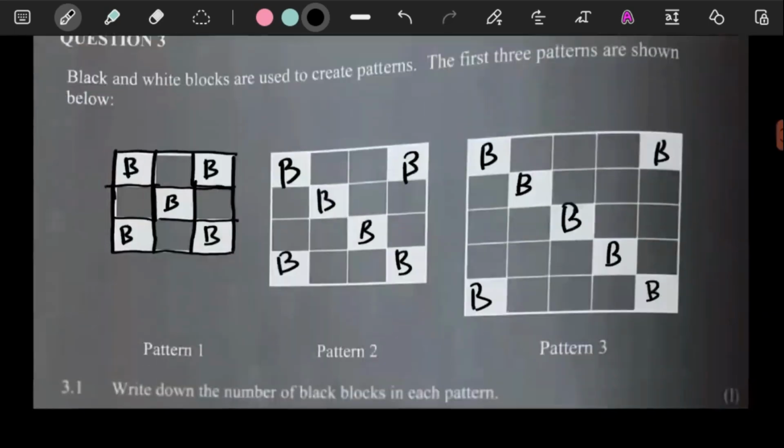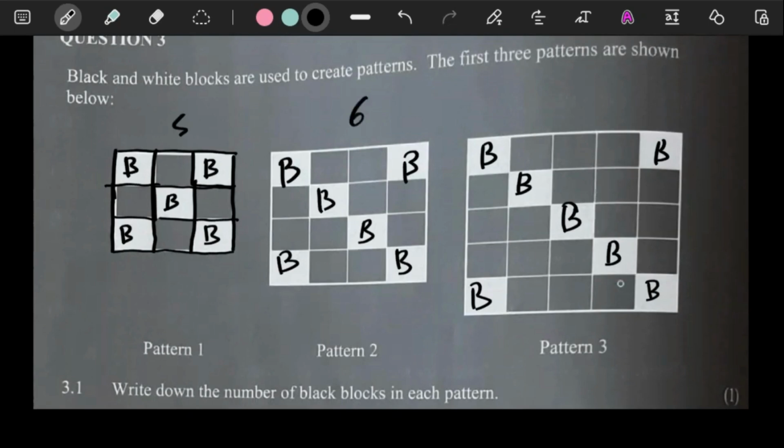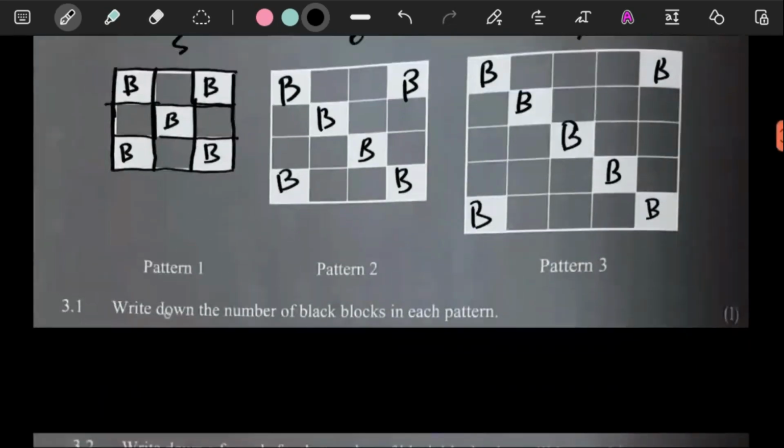Just need to be conscious of that. It says the black and white blocks create a pattern. The first 3 patterns are shown below. Obviously there's 5 blocks that are black here. Here it's 6 of them. Here it's 7 of them, right? 5, 6, 7. It says write down the number of black blocks in each pattern. 5, 6, 7.